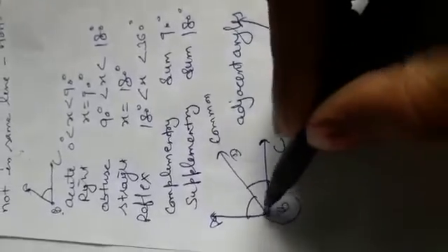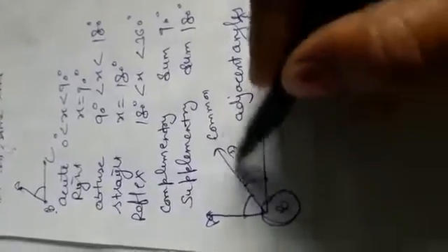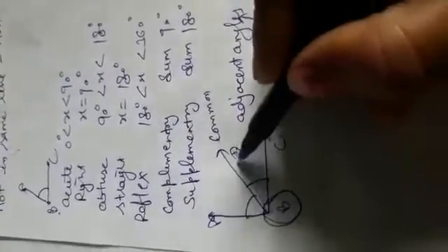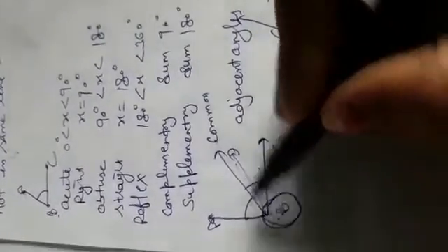Adjacent angles are those in which one vertex and one arm are common. As here we have angles ABD and DBC. In these two angles, vertex B is common in both, and the arm BD is also common in both. So when two angles have one vertex and one arm in common, they are known as adjacent angles.